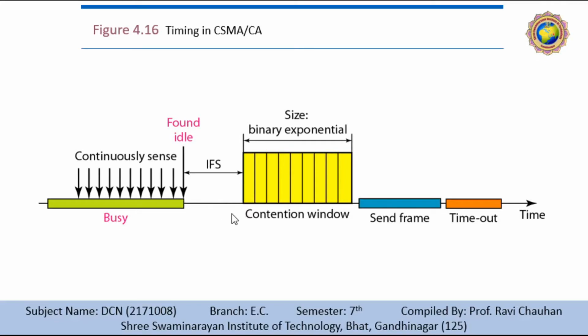Even though the channel may appear idle when it is sensed, a distant station may have already started transmitting. The distant station's signal has not yet reached this station. The IFS time allows the front of the signal transmitted by the distant station to reach this station. If after the IFS time the channel is still idle, the station can send, but it still needs to wait a time equal to the contention time.